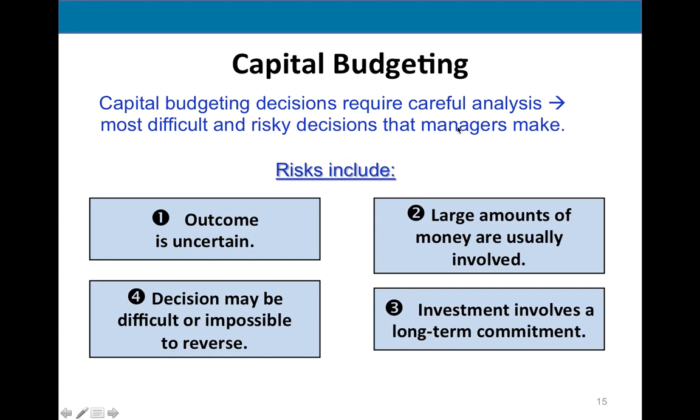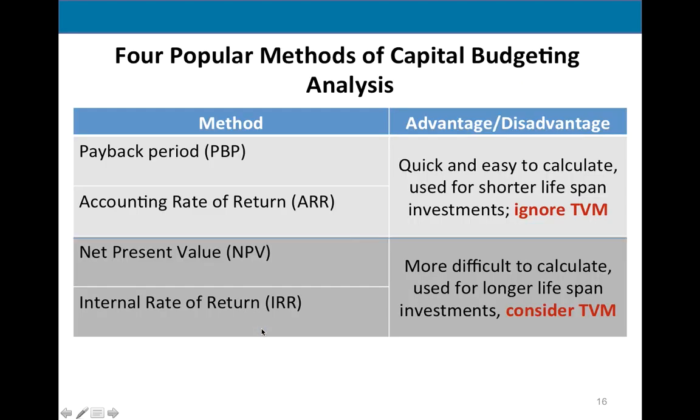So we need to implement careful analysis, and these are types of risks which are included in the process of capital budgeting. We don't know the outcome, we involve future, the commitment could be really long-term, many years, we have to spend a lot of money upfront, and in the future we might not be able to reverse the decision we made. So the chapter covers 4 different methods of capital budgeting analysis.